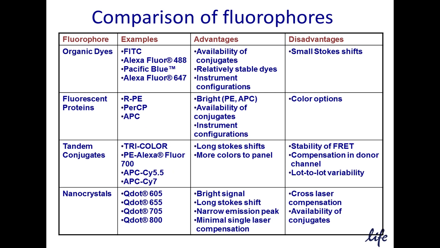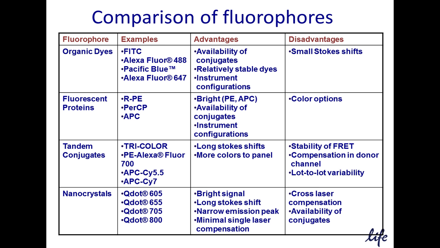The different fluorophore types have unique advantages and disadvantages, so researchers usually end up using all types to develop their multicolor panel. It's recommended that a spectra viewer be used to see how different fluorophores can fit into your instrument and your panel. Organic dyes are available in a variety of conjugates and are relatively stable. They can be used in pretty much any instrument configuration. The disadvantage is the small Stokes shift that these molecules have, which means that multiple excitation lasers must be used.